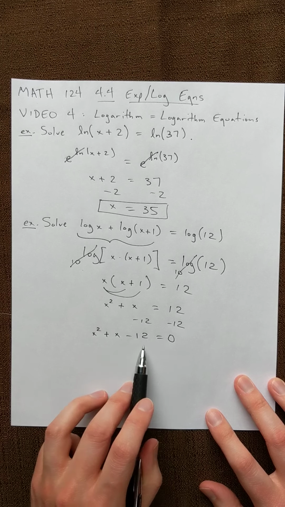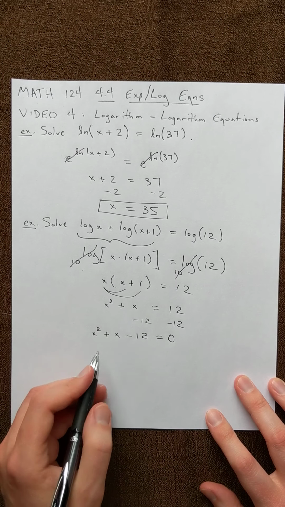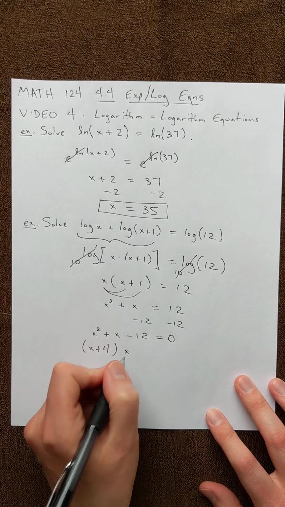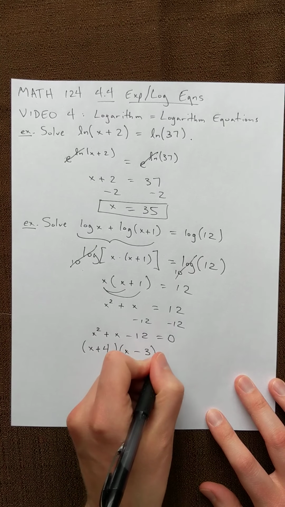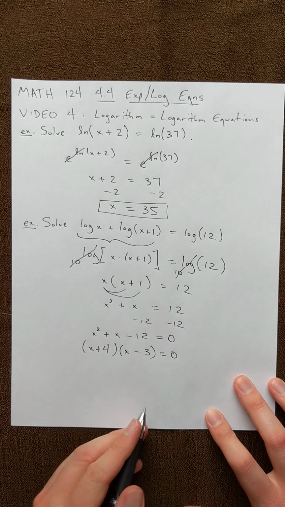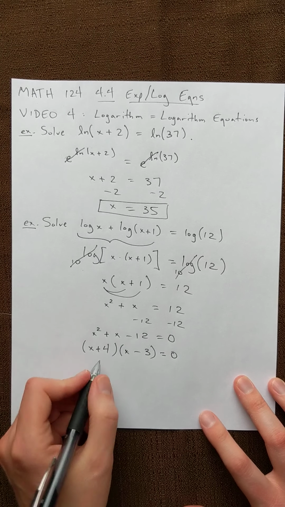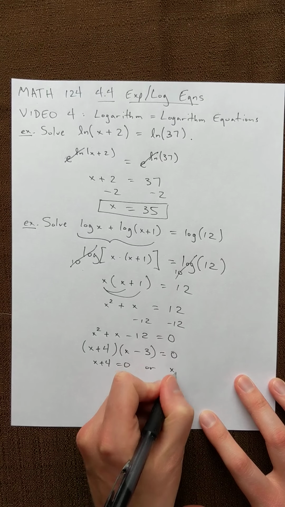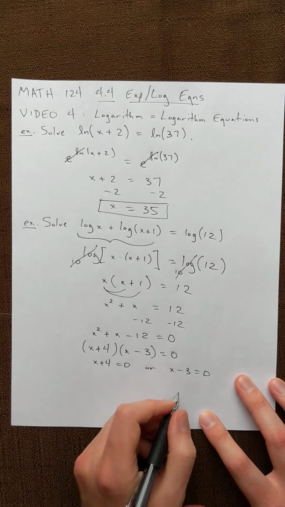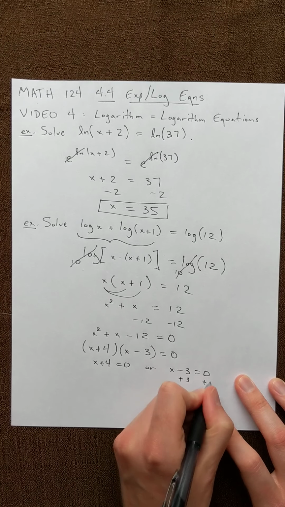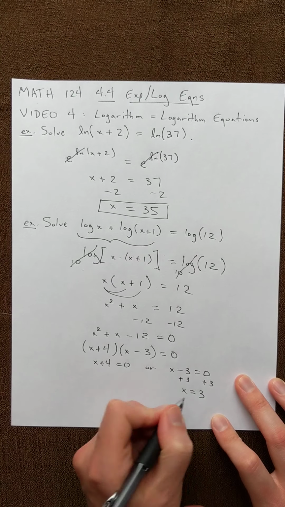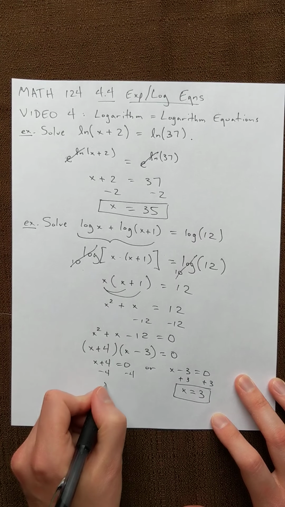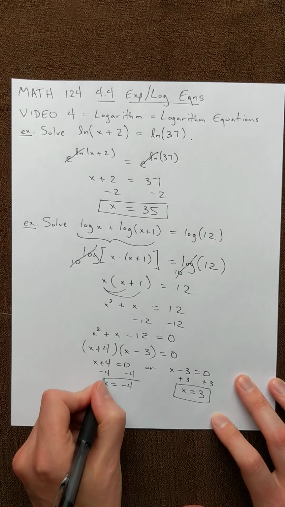We can either use the quadratic formula or we can factor. I think I'm going to factor. So x plus 4 and x minus 3 equals 0. That means either x plus 4 is equal to 0 or x minus 3 is equal to 0. If we add 3, we get x is equal to 3. If we subtract 4, we get x is equal to negative 4.